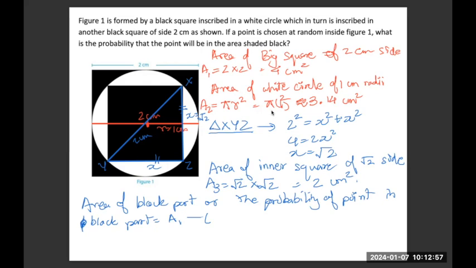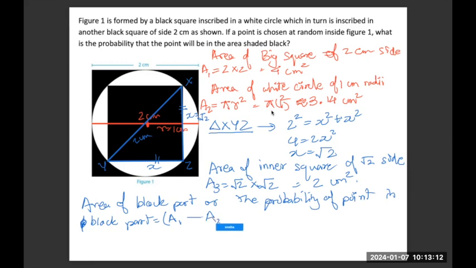Where did the circle go? Sorry, 1 second. A1 minus the circle is, well, yeah, A2, 3.14.